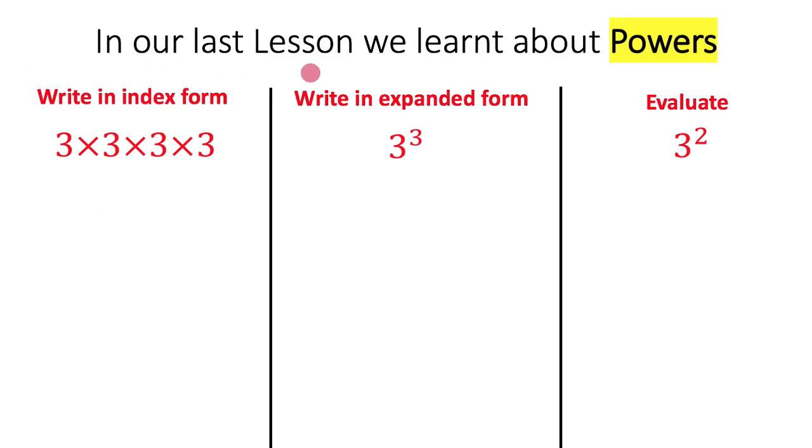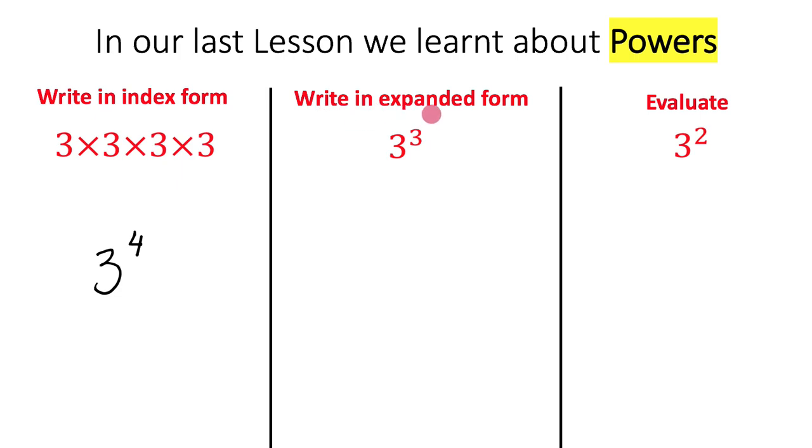In our last lesson we learnt about powers. So I would like you to pause the video and see if you can answer these questions for yourself. How did you go? Let's answer them together now. Write in index form 3 times 3 times 3 times 3. That means it's going to be 3 raised to the power of 4. The reason why it's 4 is because I have 1, 2, 3, 4 numbers there.